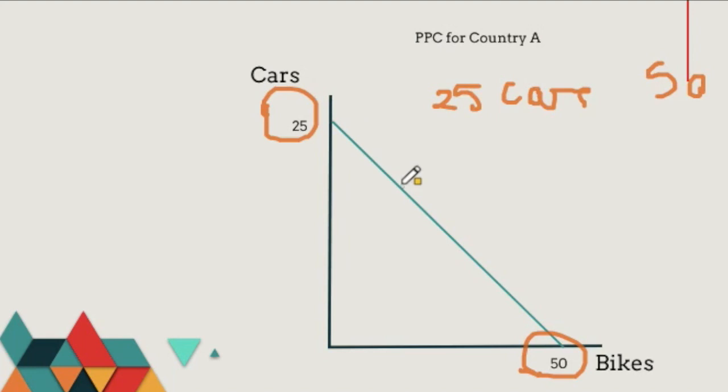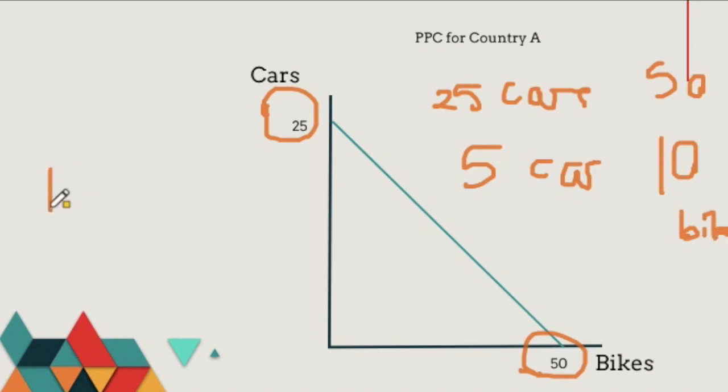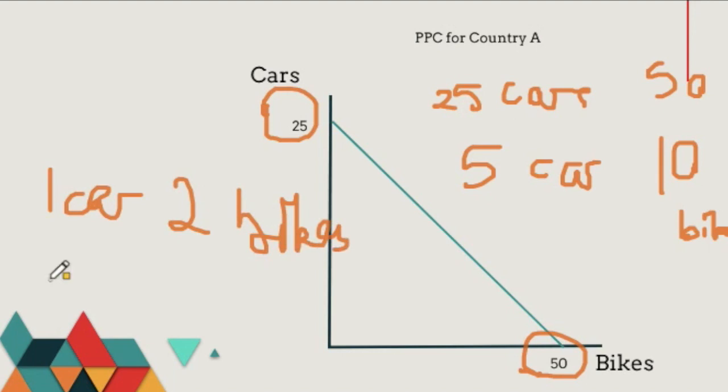So if the opportunity cost is constant, and in this case it is because we see that the line is straight, that means if we divide both by 5, the opportunity cost of making 5 more cars is going to be 10 bikes. So we can say that the opportunity cost of 1 car is 2 bikes. Because every time we're producing 1 more car, every time we're going from this point to this point, we're giving up 2 bikes.